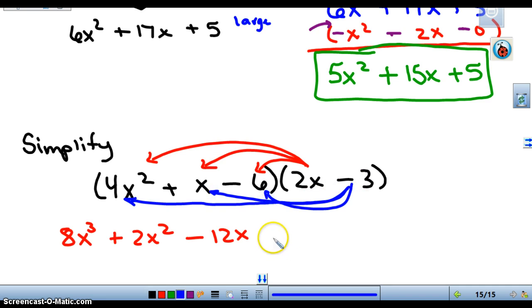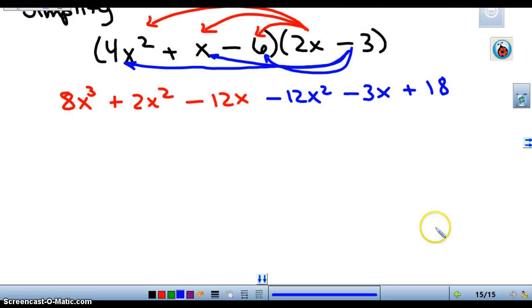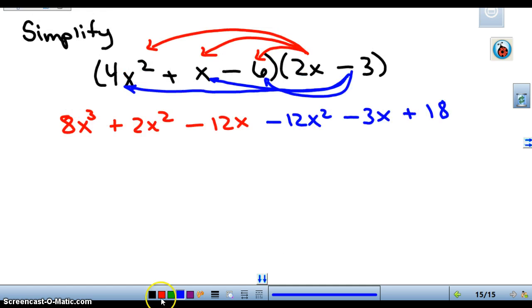Negative 3 times 4x squared is negative 12x squared. Negative 3 times x is negative 3x. And negative 3 times negative 6 is positive 18. Now we can combine like terms. The reason it is negative 12x squared is because negative 3 times 4x squared is negative 12x squared.